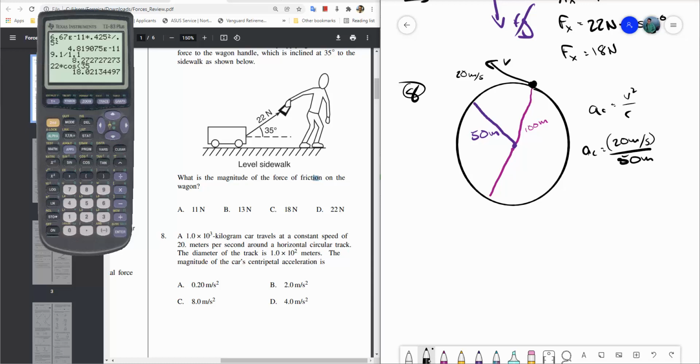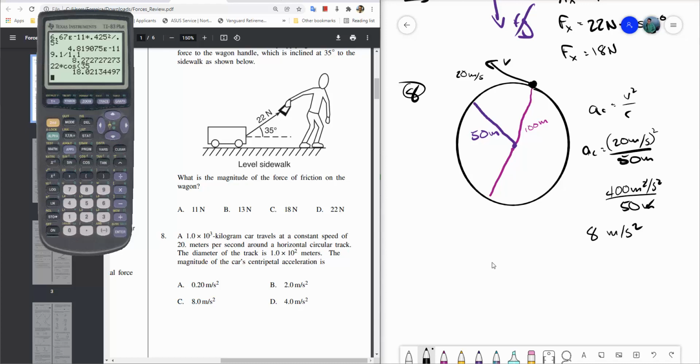And don't forget to square the velocity, because I almost did. 20 squared is 400 meters squared per second squared, because everything got squared, over 50 meters. The square is going to cancel out the meters in the denominator, and you're left with 400 divided by 50, 8 meters per second squared. The answer here should be C, 8 meters per second squared.